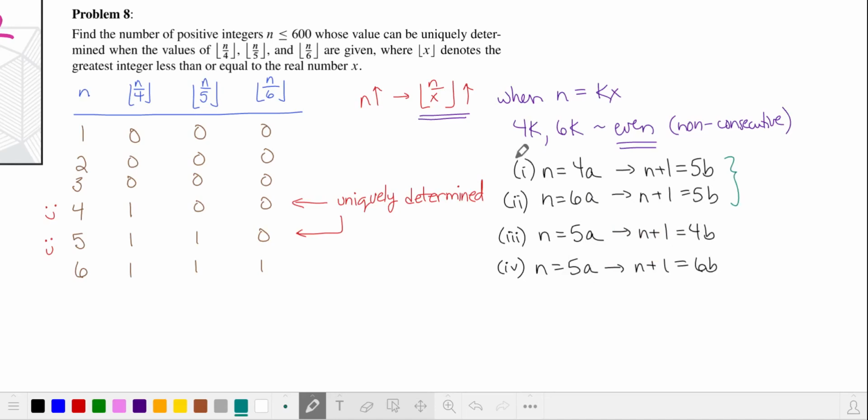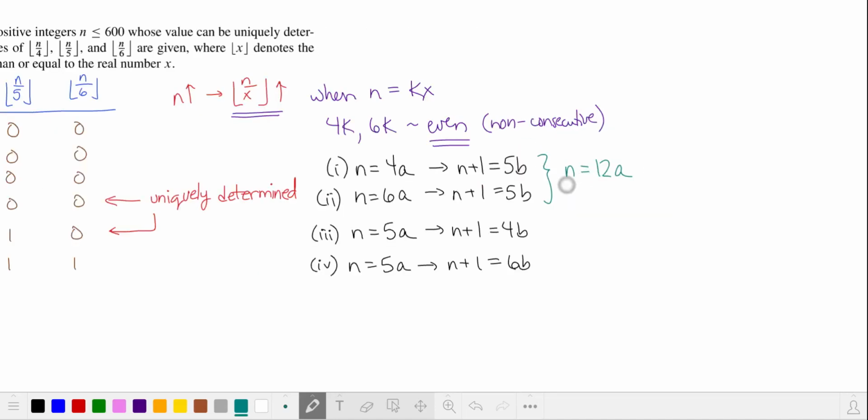We notice that when we count these first two cases, we're going to count numbers that are multiples of 12 twice, once when we count the multiples of 4 and once when we count the multiples of 6. Since these multiples of 12 are counted twice, we're going to subtract them. We have the same problem here with cases 3 and 4. We're going to subtract the numbers that are multiples of 12 when the previous number was a multiple of 5.